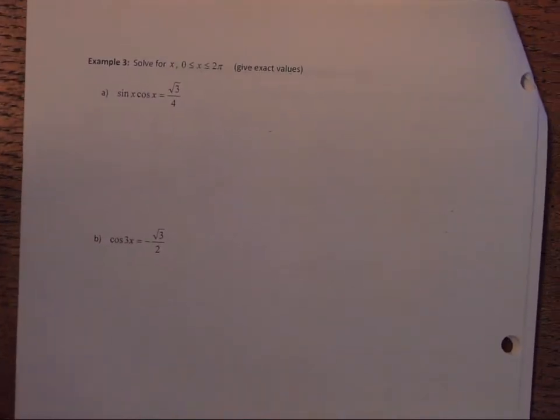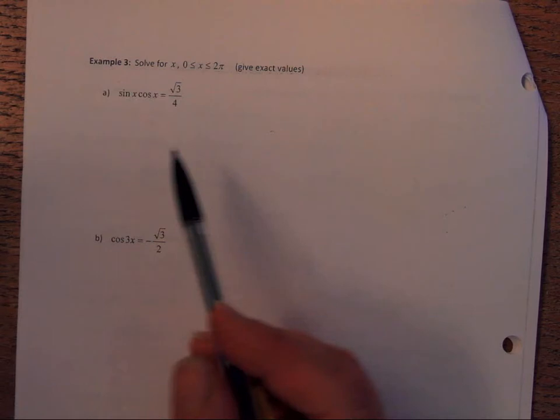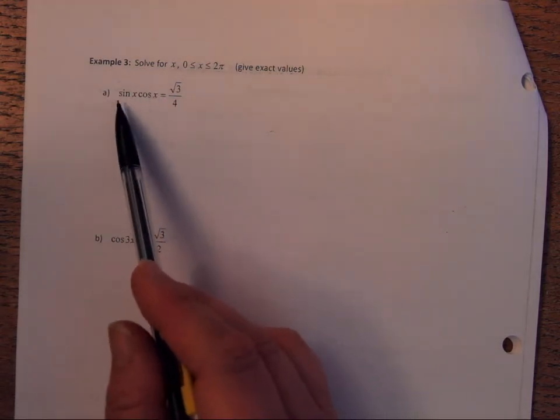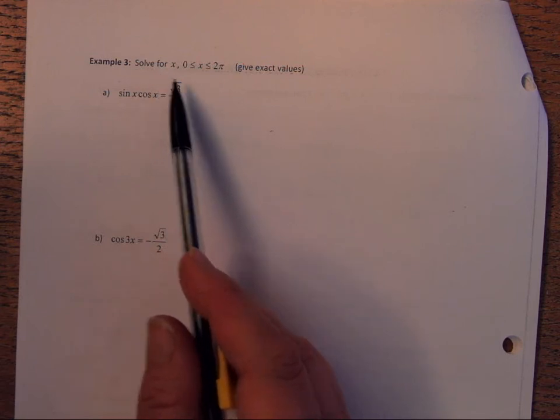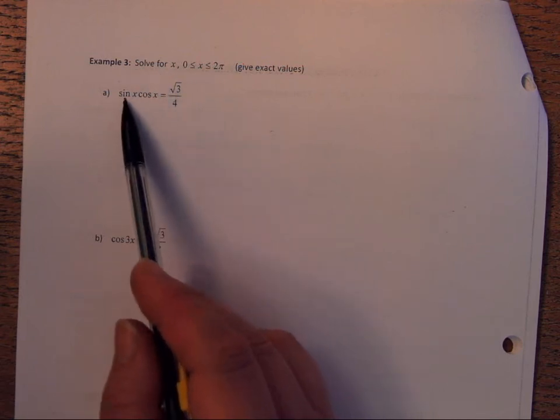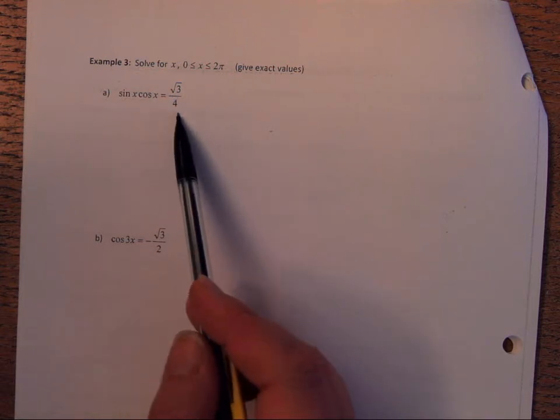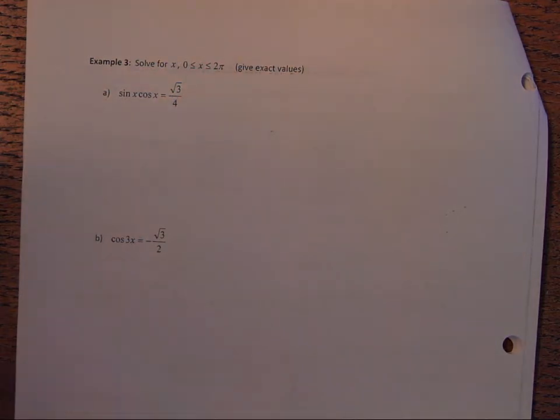Okay, these ones are a little bit different. On the first page we only had sine x or cos x or tangent x, but look at 3a. Okay, so you are again solving for x. So we have sine x cos x equals root 3 over 4. We don't have sine x only, we don't have cos x only. So how are we going to solve this?